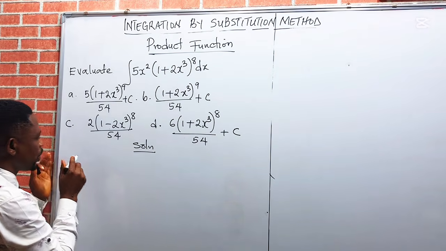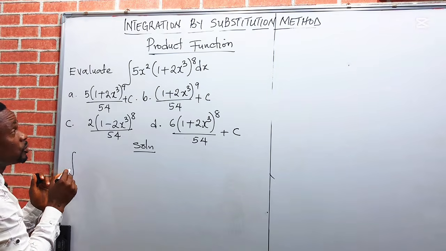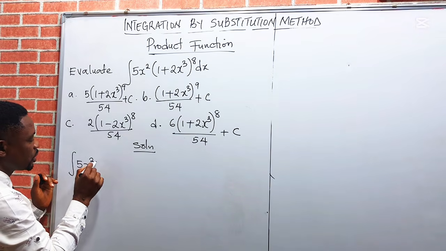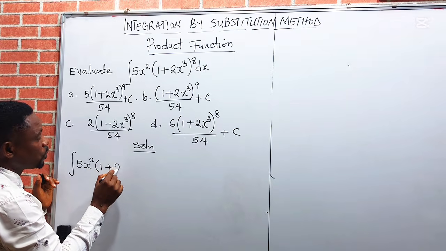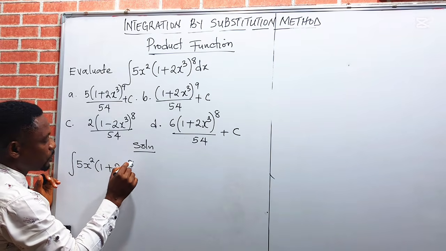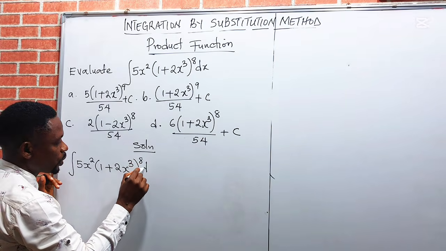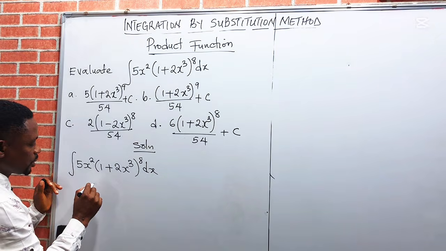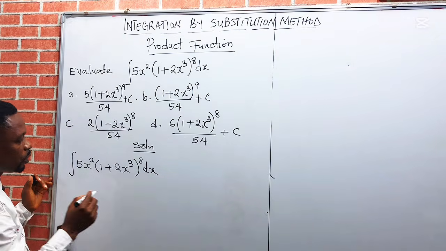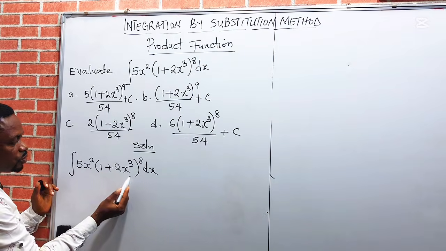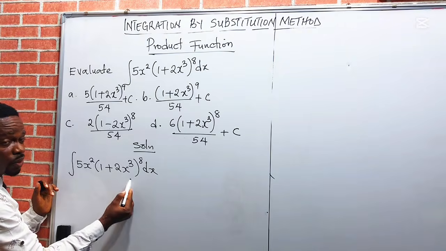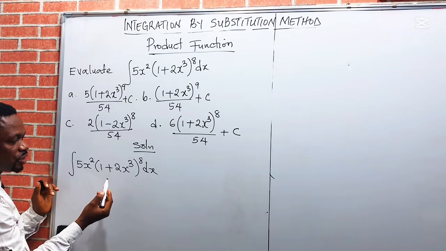Now, the first thing we are going to do is to know whether it can go by the substitution method. Then how? I want you to watch. First and foremost, I'm going to use what we call the shortcut method. Observe this. The first thing you are going to do is to differentiate the base. Now how do you differentiate the base?